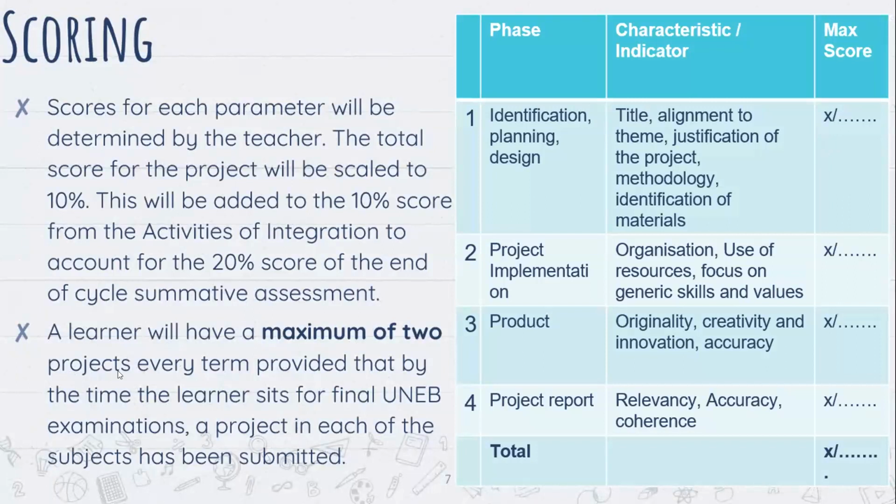Learners will have a maximum of two projects every term, provided that by the time the learner sits for UNEB, a project in each of the subjects has been submitted. Now, many schools have not been giving projects right from senior one. So they are waking up in senior three, senior four to start giving projects.